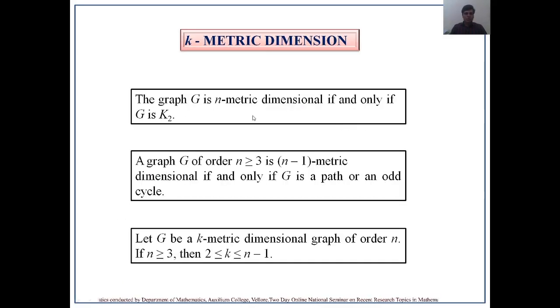Next, few more results. The graph G is n metric dimensional if and only if G is K2. This is the only graph where the number of elements and this number are same. And a graph G of order n greater than or equal to 3 is n minus 1 metric dimensional if and only if the graph is a path or an odd cycle. And then let G be a k metric dimensional graph of order n. If n greater than or equal to 3, then your k value lies between 2 and n minus 1.